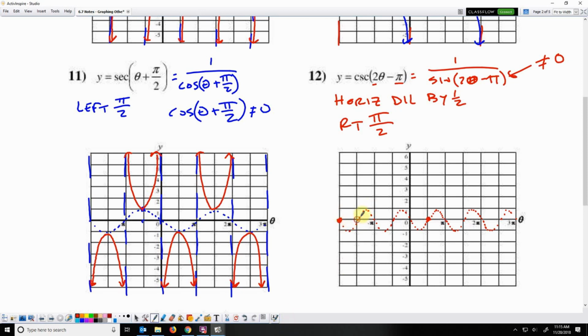Every time it touches its axis, there's an asymptote. So there's going to be a lot of asymptotes on this one. So in every half pi units, there is an asymptote.